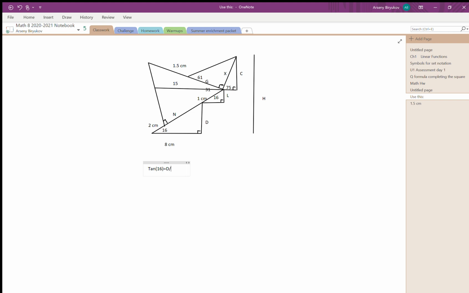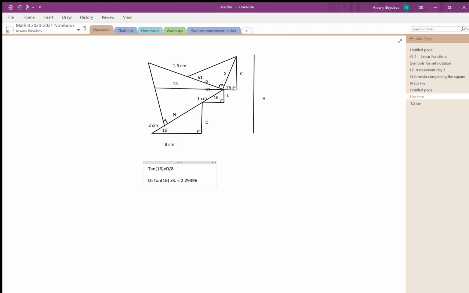d divided by 8. To find d, we must multiply both sides of the equation by 8, giving us the equation d is equal to tangent of 16 times 8. And this is equal to 2.29396.